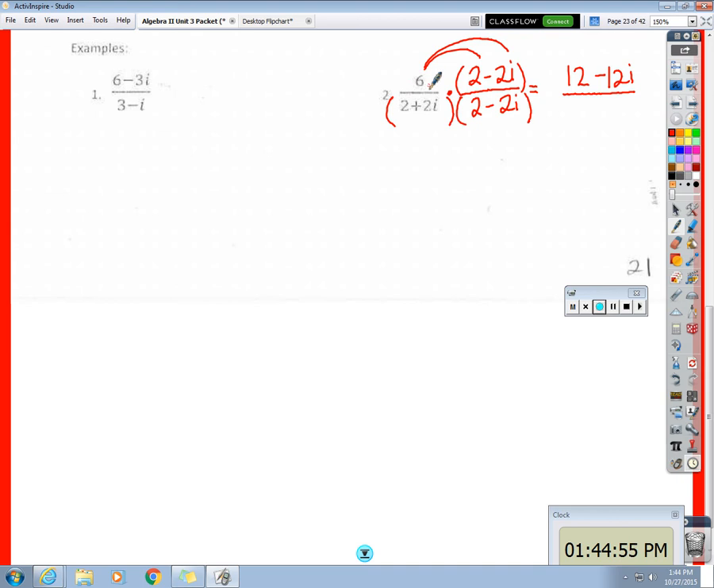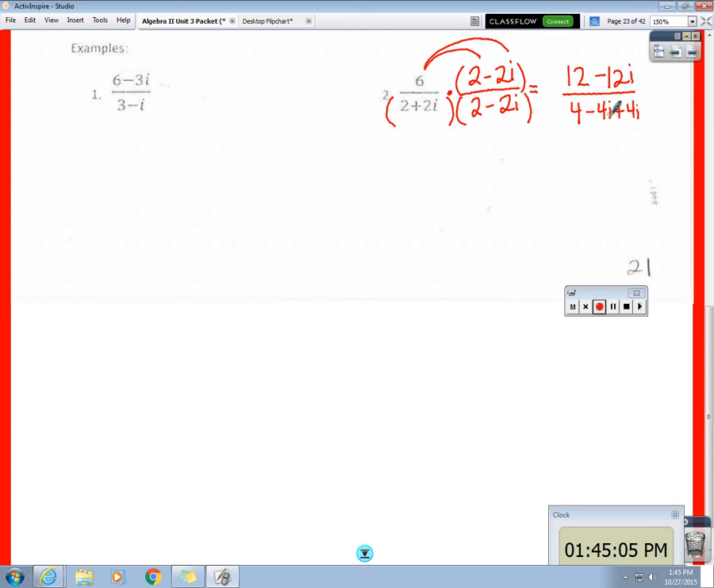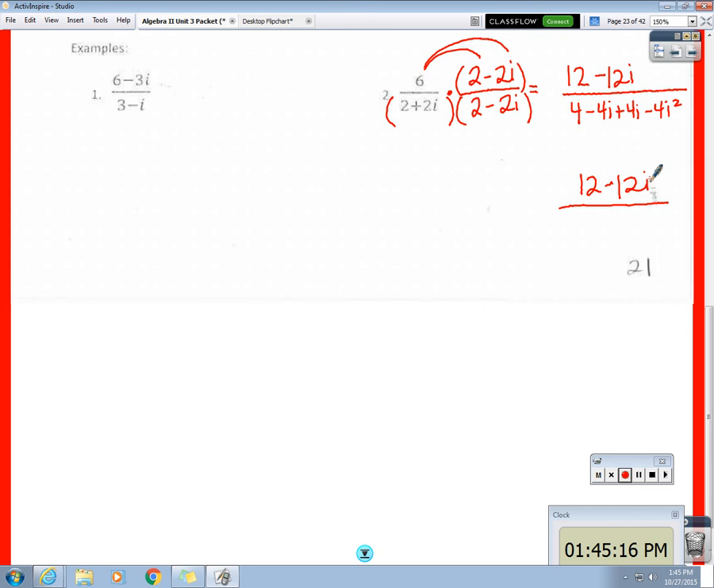2 times 2 is 4. 2 times negative 2i is negative 4i. 2i times 2 is positive 4i. And then 2i times negative 2i is negative 4i squared. Okay, can anything be done to the top? The top, no. Okay, but the bottom, the outer and the inner terms cancel each other out, and they will always cancel each other out.